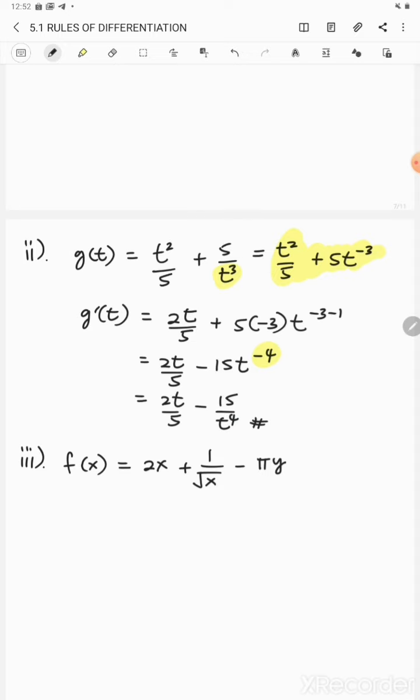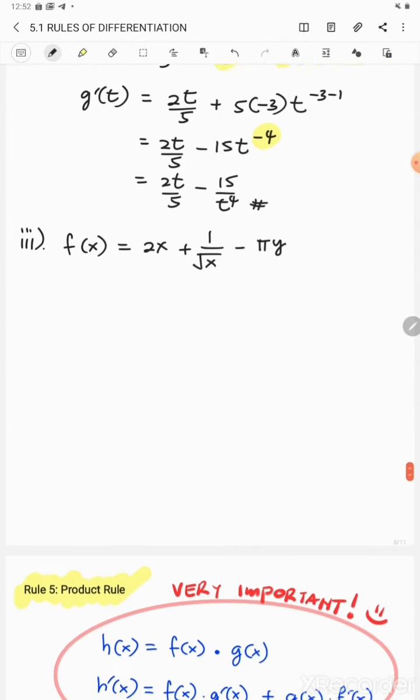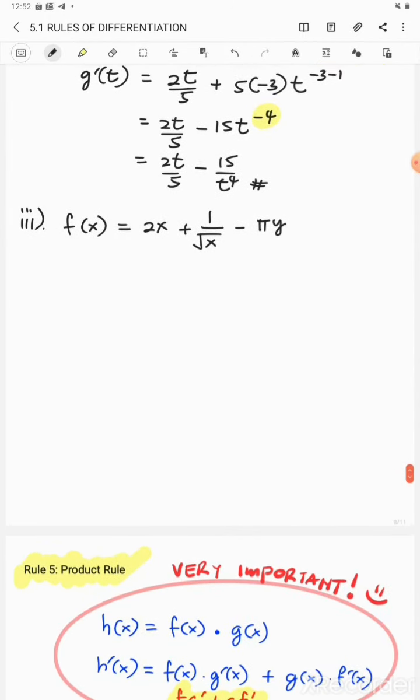I hope you understand. For the first two examples, the last one we have here, f(x) equals 2x plus 1 over square root x minus pi y. Now you have to differentiate one by one. We can see here we have x in the denominator, so you have to bring it up. So there will be the new pattern, 2x plus x to the power of negative 1 over 2, because this is a square root, we have to bring it up and it becomes negative, minus pi y.